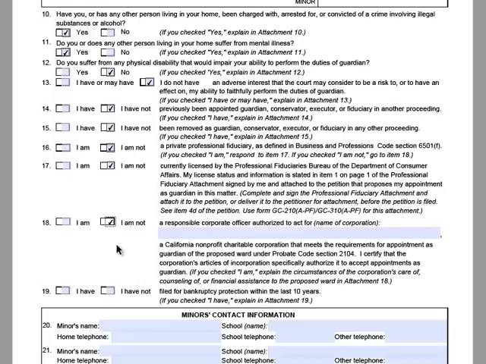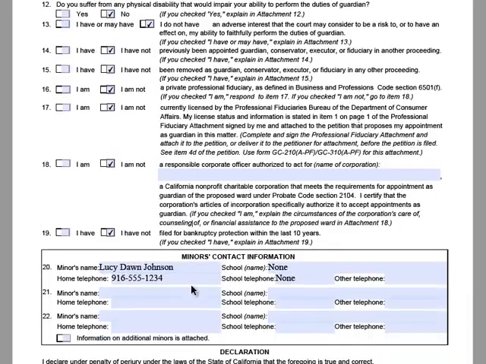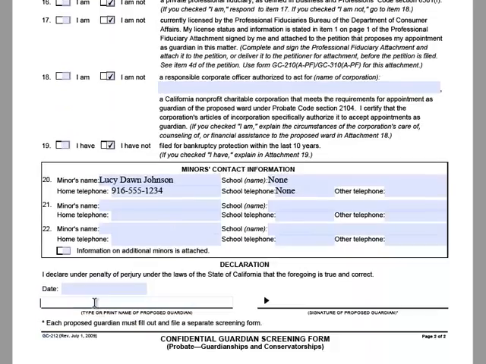Correct. Finally, 19 asks if you have filed for bankruptcy protection in the last 10 years. I have not filed for bankruptcy in the last 10 years. There you go. The only thing left is filling out Lucy's name, school name, home phone number, and school telephone number. Of course, since Lucy's not old enough for the school information, I'm just going to write none. What do I do with 21 and 22? You'd leave them blank. If you were seeking guardianship of more than one child, you'd use those additional spaces for them. Don't forget to date at the bottom, print your name and sign before you make your copies and file, being sure to include any attachments at the end.